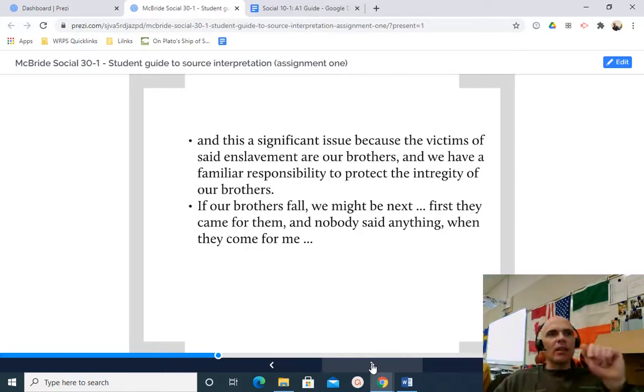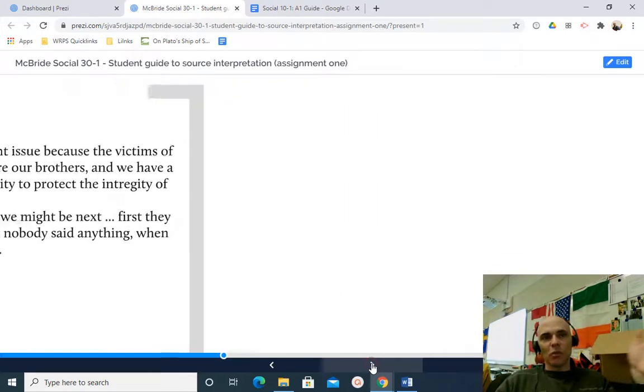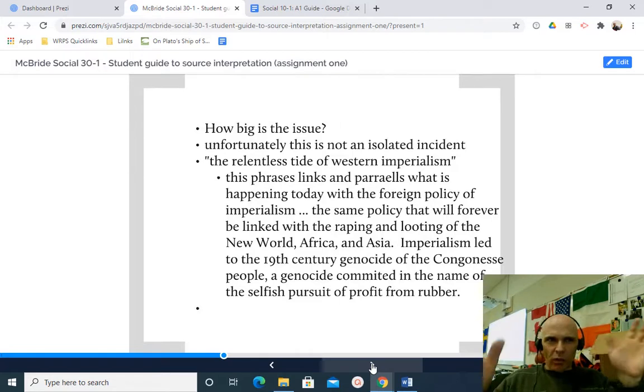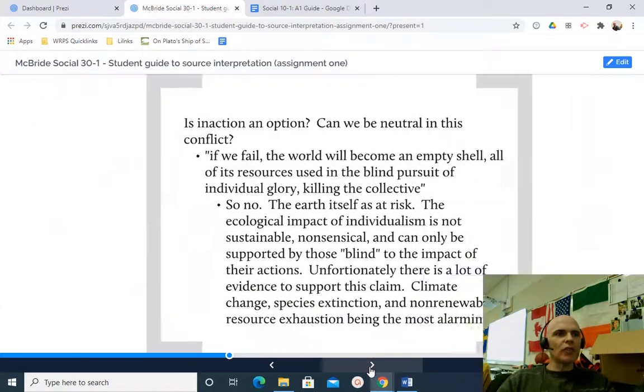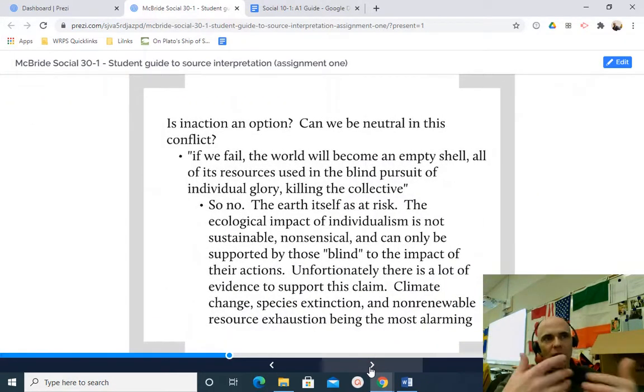First they came for them, and nobody said anything. When they come for me, no one will be left. How big is this issue? Unfortunately, this is not an isolated incident. The relentless tide of Western imperialism. This phrase links and parallels what is happening today with the foreign policy of imperialism. The same policy that will forever be linked with the raping and looting of the New World, Africa and Asia. Imperialism led to the 19th century genocide of the Congolese people, a genocide committed in the name of the selfish pursuit of profit from rubber. So a lot of grade 10 coming back in this source as well. And that shows using evidence to further the language as we break the language down by connecting back to the Congo.